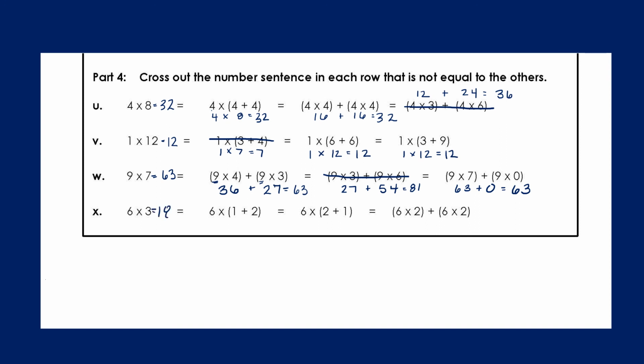6 times 3 equals 18. 6 times 1 plus 2, or 6 times the sum of 1 plus 2 is 3. So that equals 18. So that's good. And this would be 6 times 3 equals 18 again. And 6 times 2 is 12, plus 6 times 2 is 12, and that equals 24. And so that one should be crossed off.